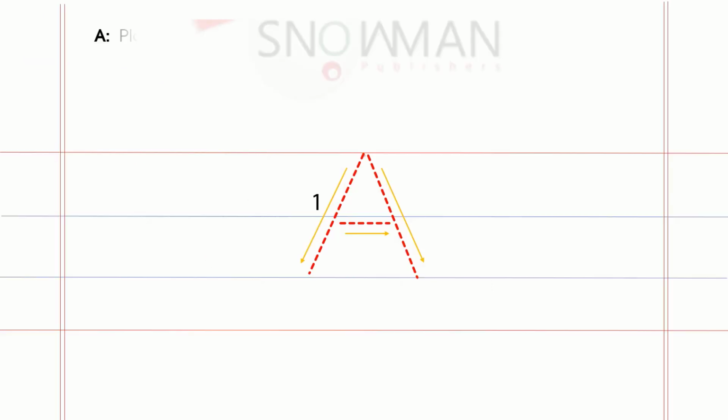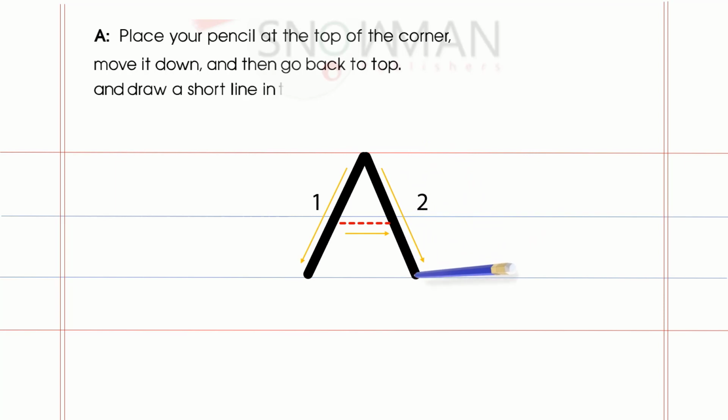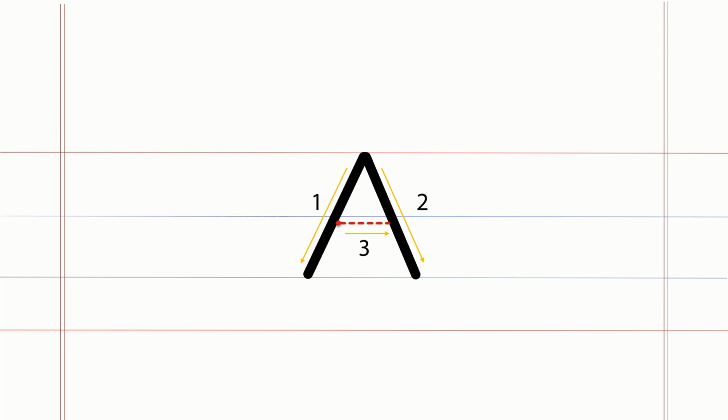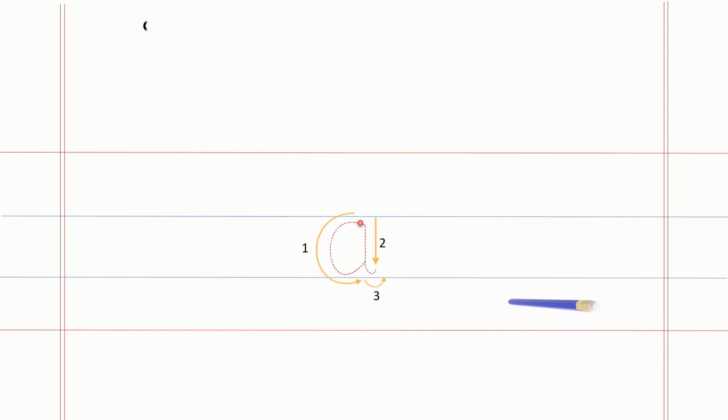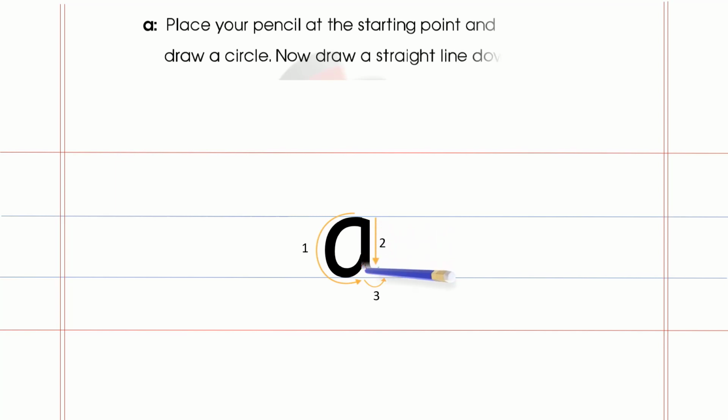Uppercase A. Place your pencil at the top of the corner. Move it down and then go back to the top and draw a short line in the middle. Lowercase a. Place your pencil at the starting point and draw a circle. Now draw a straight line down.